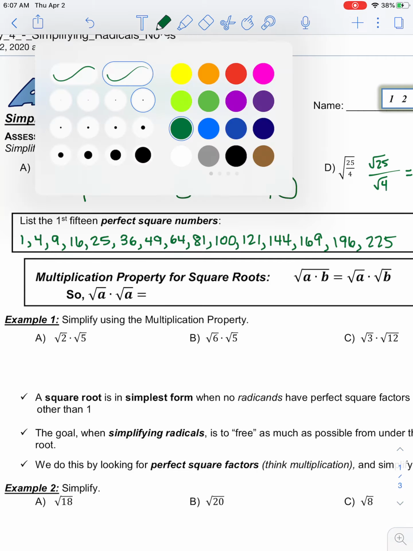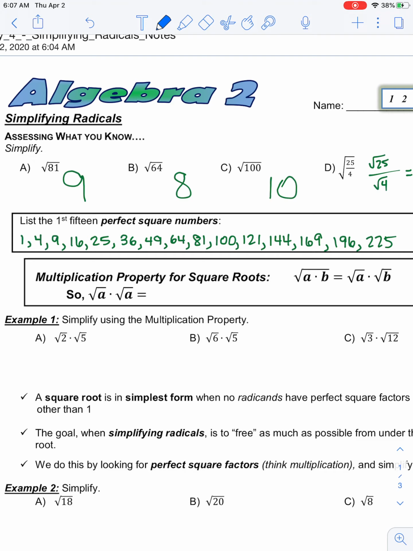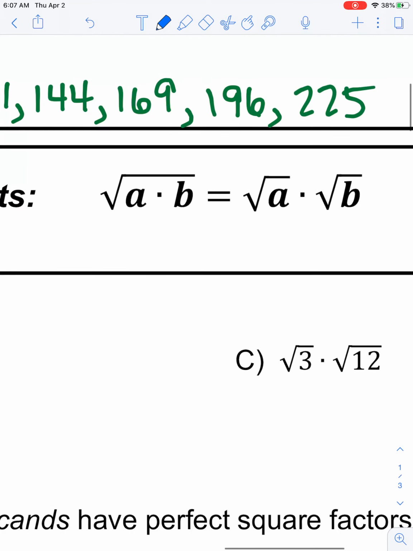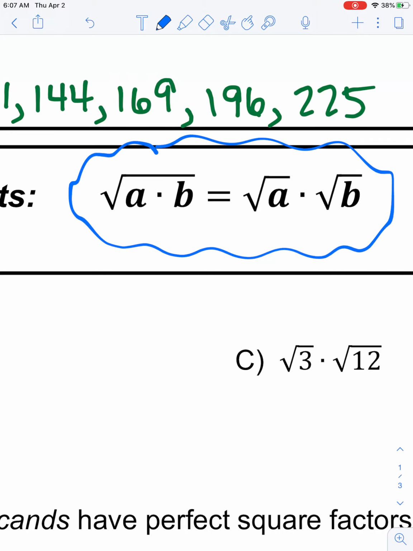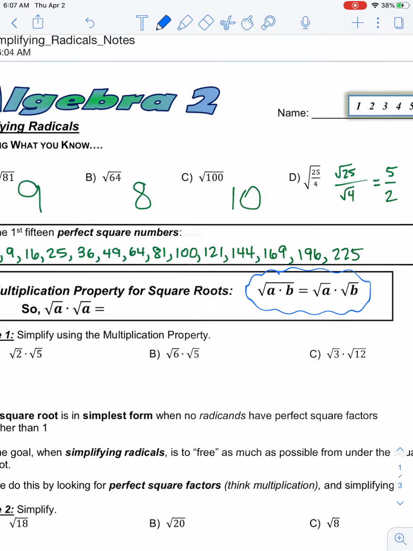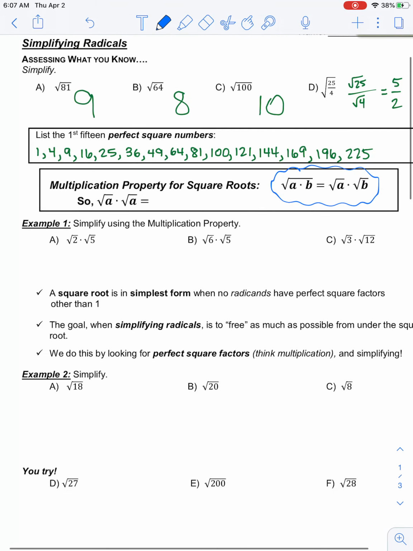All right, the next part is the multiplication property for square roots. And that looks like this, where the square root of a times b is equal to the square root of a times the square root of b. We're using this property in the next couple examples.